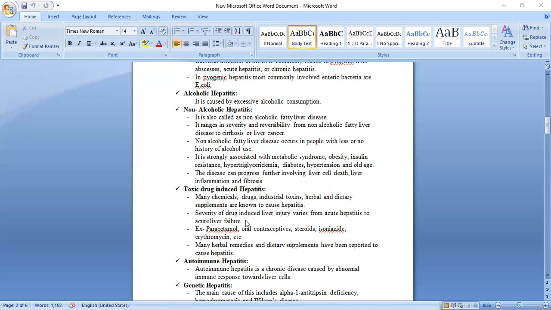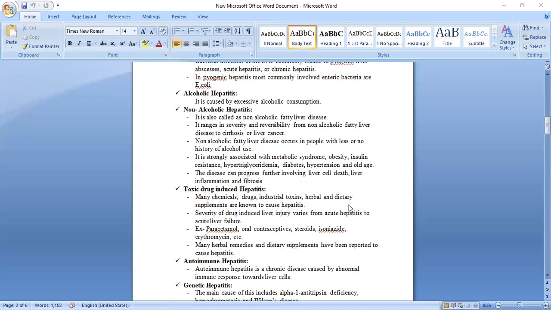Severity of the drug induced liver injury varies from acute to chronic. Acute hepatitis to acute liver failure may occur due to these toxic drugs. You should not take any type of drug or any type of dietary supplement unnecessarily, isn't it? Though they are Ayurvedic or allopathic. So it causes what? It causes the liver injury.